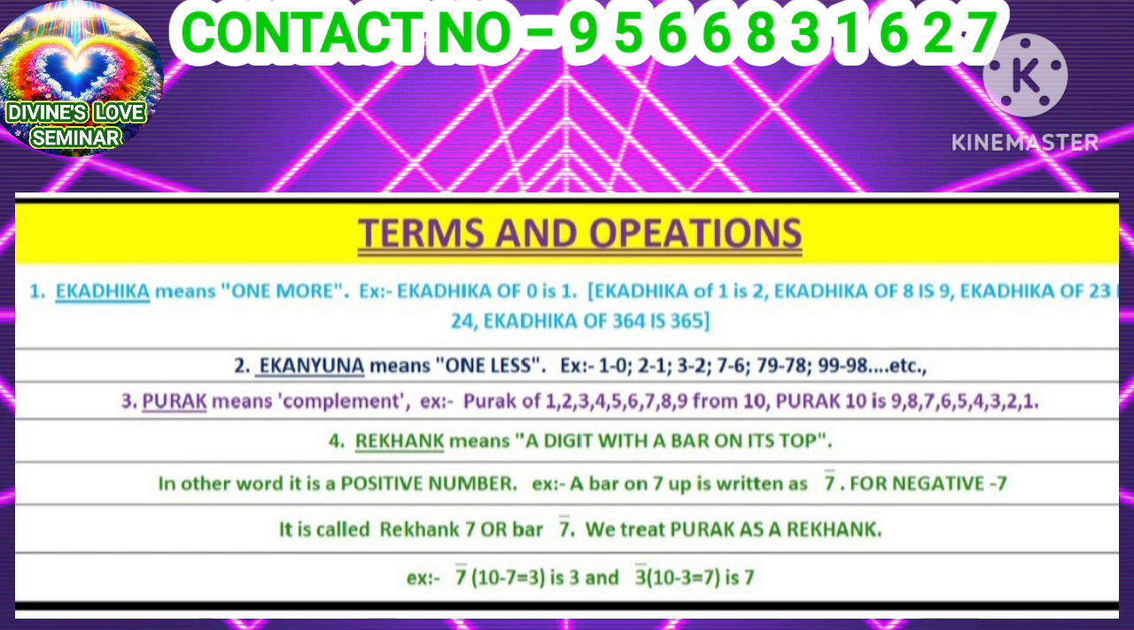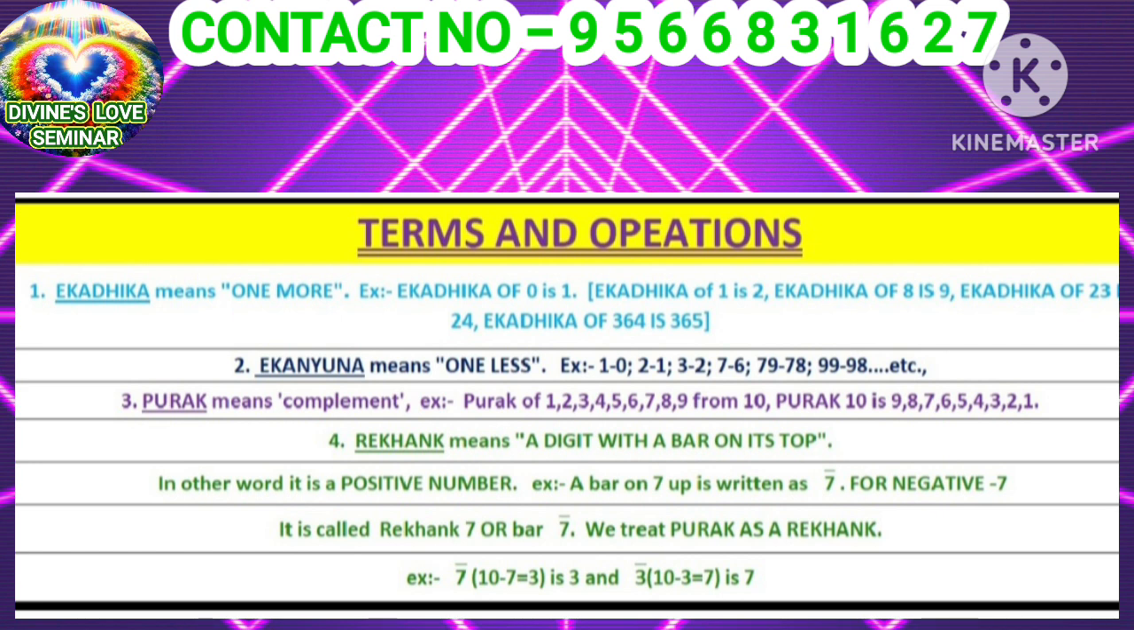And the second term, Ekanyuna, means one less. Example, one less than 1 is 0. One less than 2 is 1. One less than 3 is 2. One less than 79 is 78. One less than 99 is 98, etc.